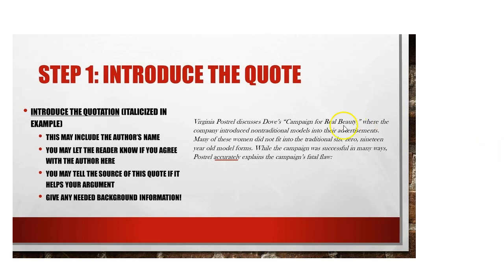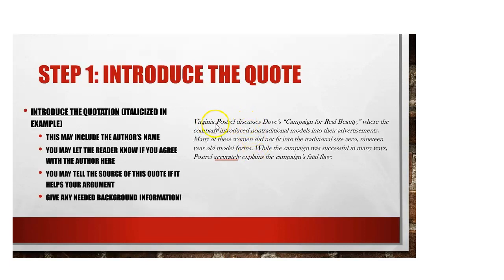Hopefully you can see here on the screen, it's italicized in the example. So when you introduce a quote, there are different ways you can do that. Many students like to give the author's name. You can let the reader know if you agree with the author here. You may tell the source of the quote. You could give the title of the article or the title of the journal. And you could also give any needed background information.